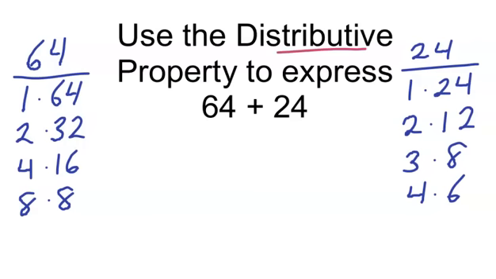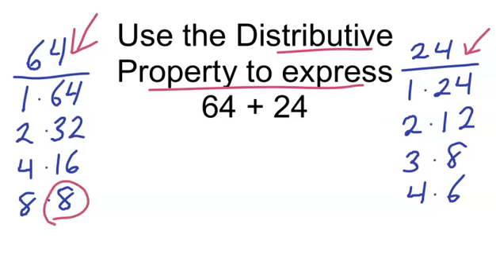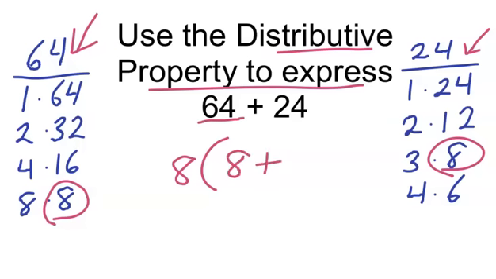Okay, use distributive property to express. All right, I already did all the factors of 64 over here and all the factors of 24 over here. So, what is the biggest number that divides both 64 and 24? Well, look at the two lists, and it looks like the biggest number is 8. So we're going to put 8 outside the parentheses. And then we're going to divide 8 into 64. Well, 8 times what will give you 64? The answer is 8. Then we're going to bring the addition sign down.